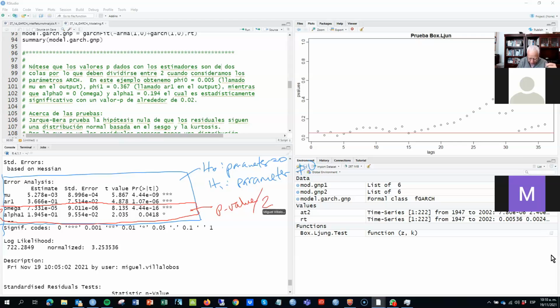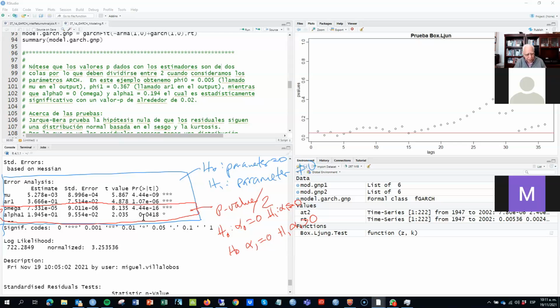That's the actual p-value, because the null hypothesis is alpha 0 equals 0, and the alternative is alpha 0 is greater than 0, and the null hypothesis for alpha 1 will be alpha 1 equals 0, and the alternative hypothesis will be that alpha 1 is greater than 0. Okay, so we need to divide that p-value by 2. So in fact, the p-value for alpha 1 is actually 0.02. Okay, that's one thing to remember.